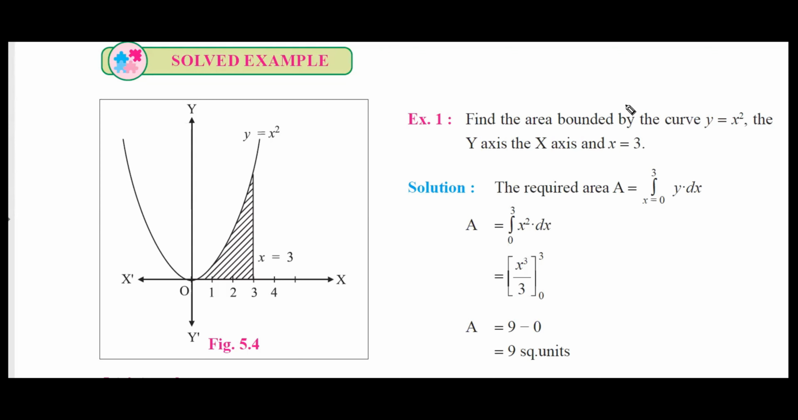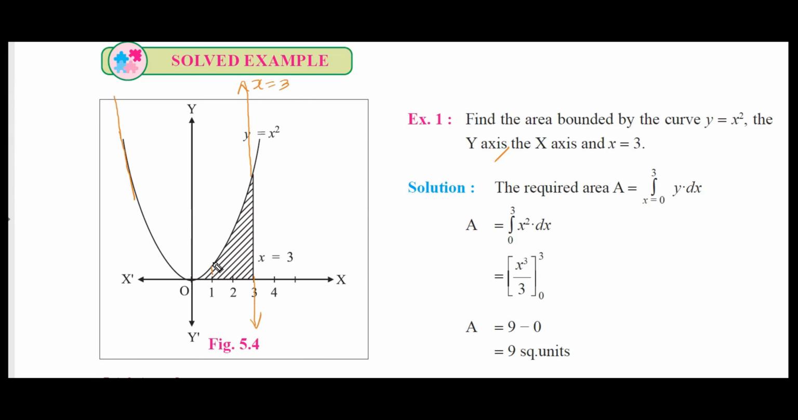Okay, so here it says find the area bounded by the curve y is equal to x square, the y axis and your x axis. So this is the curve. Which curve is this? This curve is y is equal to x square. Then the y-axis. This is your y-axis. Then comma the x-axis. This is your x-axis, and x is equal to 3. This line is your x is equal to 3. So you have to find what?